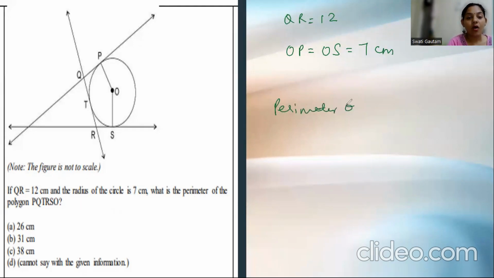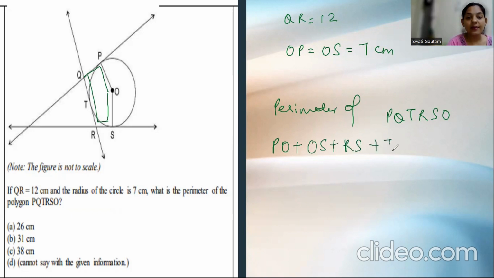So perimeter of PQTRSO. Whenever we have to find the perimeter of any polygon, because this is a polygon only, this whole polygon they are talking about, we just have to add all the sides. So the sides are PO plus OS plus RS plus TR plus QT plus QP. This is the perimeter of this polygon, right? Now we know PO and OS, 7, 7.